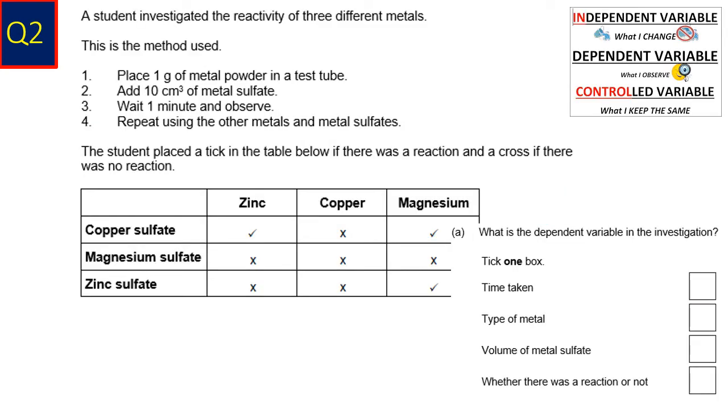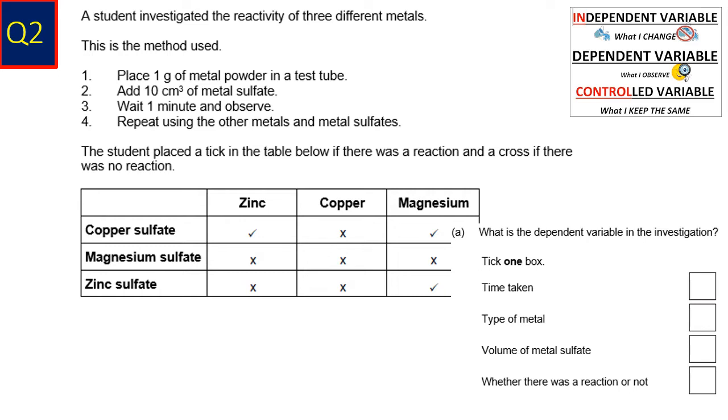Question 2. A student investigated the reactivity of 3 different metals. This is the method used. 1. Place 1 gram of metal powder in a test tube. 2. Add 10 centimetres cubed of metal sulfate. 3. Wait 1 minute and observe. 4. Repeat using the other metals and metal sulfates. The student placed a tick in the table below if there was a reaction and a cross if there was no reaction. So we can see the table there.